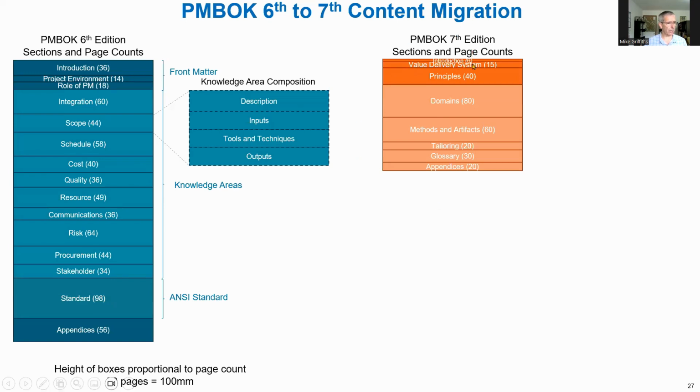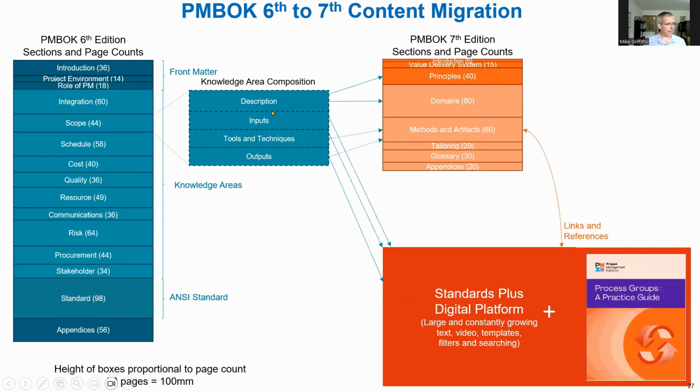The new edition, this is how it breaks down. We've got 40 pages describing the principles, 80 pages describing the performance domains, and then we have some methods, models, and artifacts, right? And we've got the tailoring and then the appendices there. But a lot of this content has all gone down to the Standards Plus platform, right? And we still link to it in the 7th edition. But if you want to learn how to do risk management, then better to go look in Standards Plus, because you won't find too much of the how-to in the 7th edition guide. So this is where content came from and moved to.